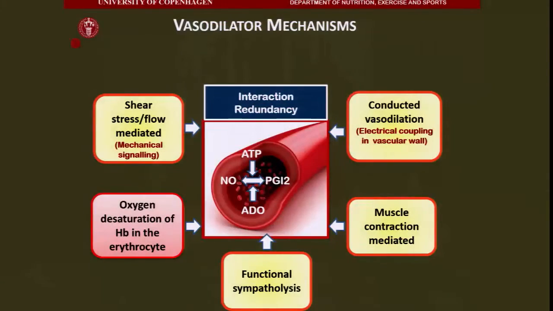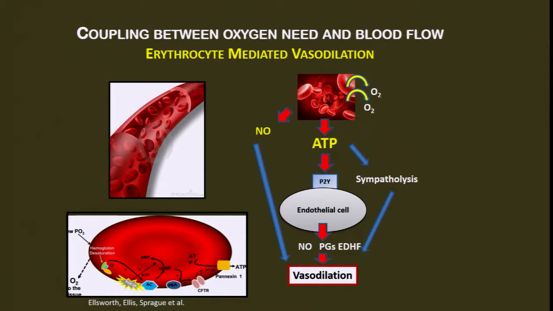So, I've said that it's a close coupling between oxygen need and blood flow. And the only mechanism that we have that actually can explain this coupling is this red blood cell theory. So I thought we'd look into this just briefly. This was a theory that I think in 1995 was described by Mary Ellsworth and colleagues. It has been worked on by several groups, Jose Gonzalez and Frank DiNenno, and here Ellsworth, Ellis, and Sprague have done a lot of the original work.